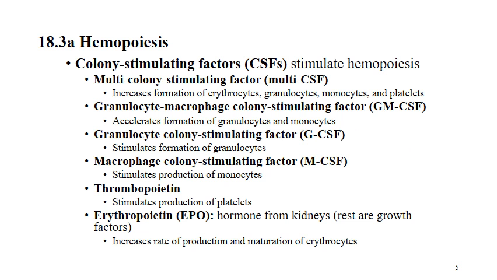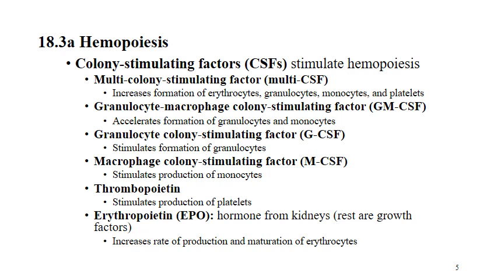So with hemopoiesis, we have these CSFs, or colony stimulating factors, which are going to stimulate hemopoiesis. We have 6 different types. The first one is the multi-colony stimulating factor. This increases the formation of erythrocytes, granulocytes, monocytes, and platelets. Then we have our granulocyte macrophage colony stimulating factor, which accelerates formation of granulocytes and monocytes. We have our granulocyte colony stimulating factor, which just stimulates the formation of granulocytes. Notice the trend, right? They tell us what they're stimulating.